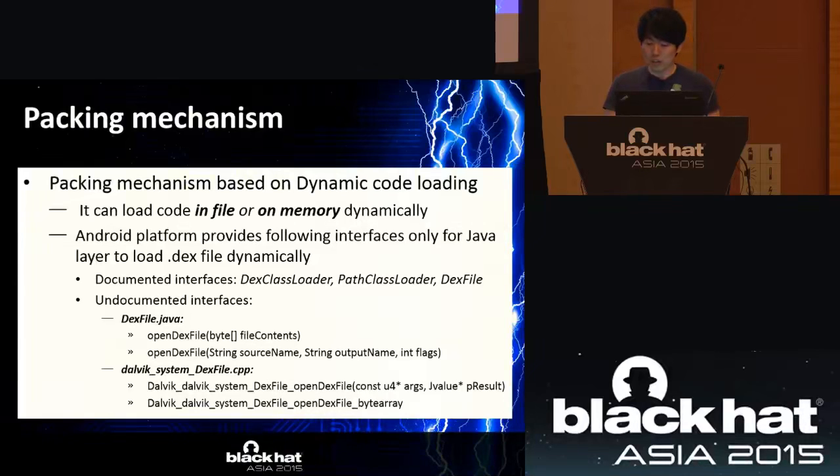On the other hand, there are also some undocumented interfaces like method openDexFile in DexFile class. These undocumented interfaces are in form of private method or native function, but we can invoke them through Java reflection and some techniques that call unexported functions. Documented interfaces take files as parameter, but as you can see on the slide, undocumented interfaces take byte array. It means that we can load executable code on memory dynamically.